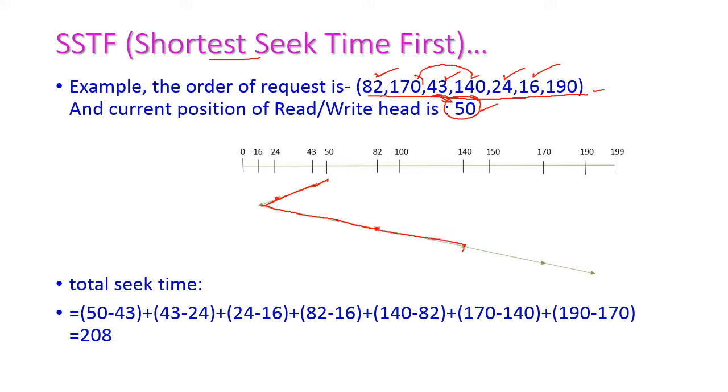Then the controller will select 140 and 170. After that 190. Okay, finally the 190 will be selected and executed. Now we have to compute the seek time.